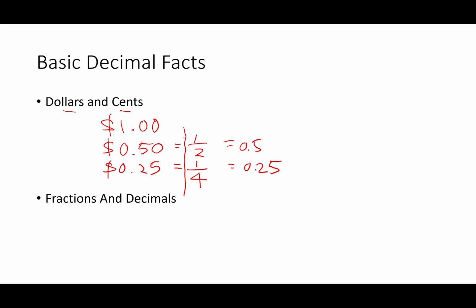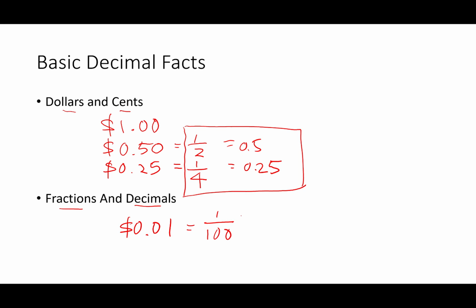By this relationship, we see that fractions and decimals are closely related. We can write a decimal as a fraction, and we can convert a fraction into a decimal as well. If I have 0.01, which is 1 cent, this is equivalent to 1 over 100 of a dollar, which is equivalent to 0.01.